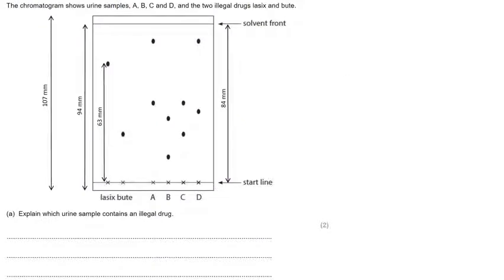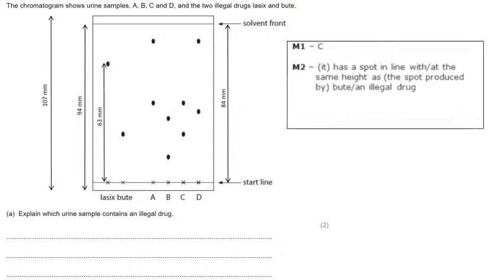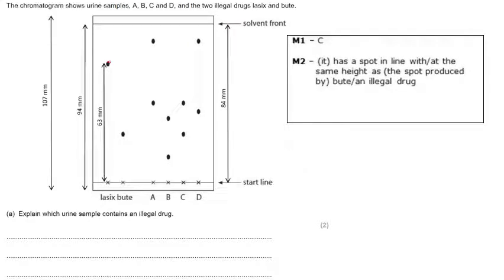The chromatogram shows urine samples A, B, C, and D. So there's 4 different horses here, and the 2 illegal drugs, Lasix and Bute. Here it says, explain which urine sample contains an illegal drug. We've got 2 illegal drugs, Lasix and Bute, and we can see that Lasix, the dots reached up here, and there is no sample which is in line with that. So none of these horses have tested positive for Lasix. But Bute, on the other hand, there is one horse here that has been tested positive, and that's because the spot is in line with Bute. So this horse will probably be disqualified.